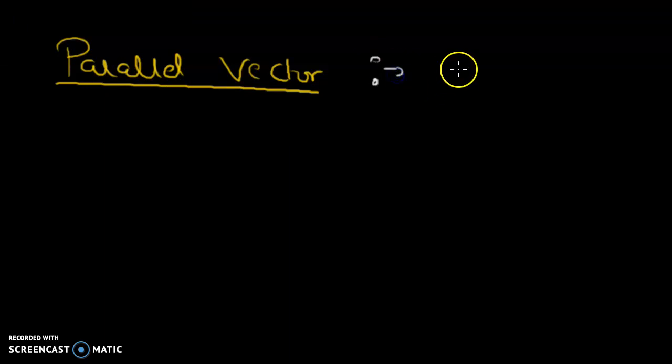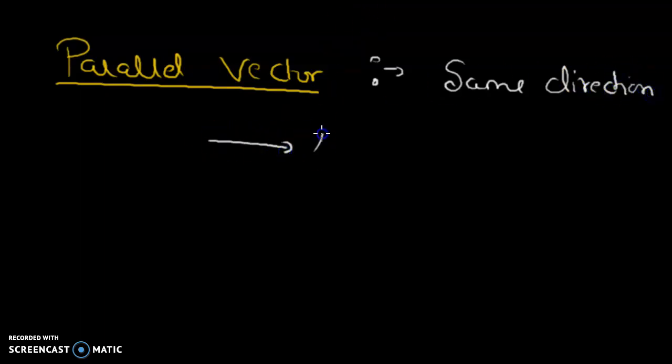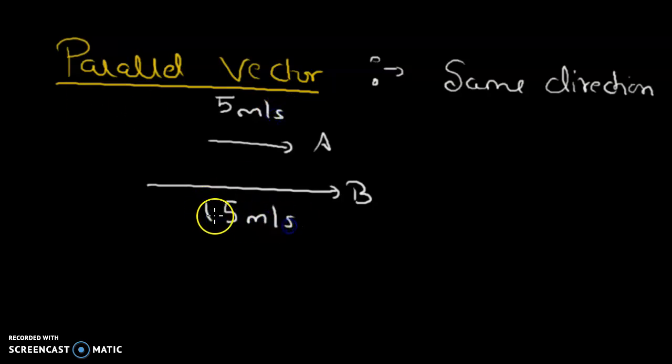Then with the name you can tell yourself, if I say parallel vector, would they need to have the same magnitude or same direction? Magnitude can be different, but direction has to be the same. Say for example, there is a vector A with magnitude 5 meter per second and a vector B with magnitude 15 meter per second. So are they parallel or equal? They are parallel vectors because they have the same direction. Then there is anti-parallel vector.